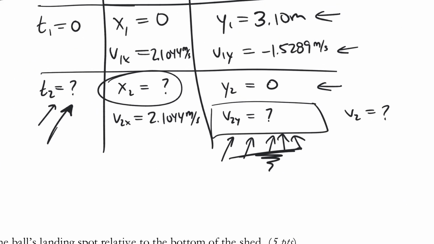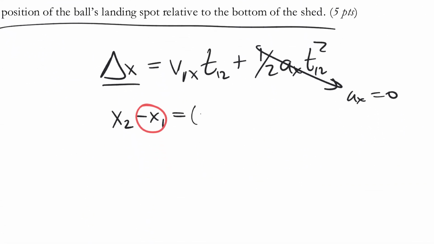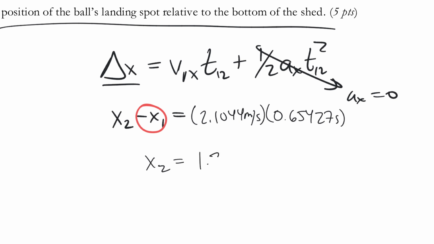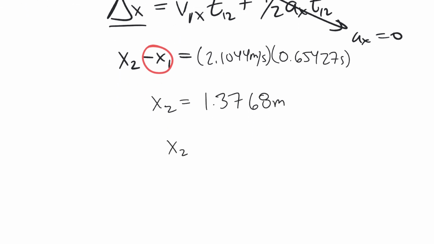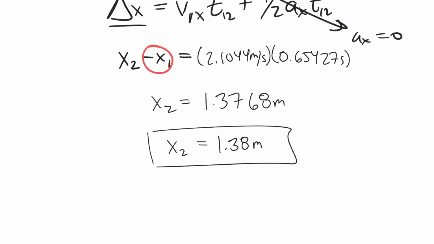Okay, equals v1 in the x. What's v1 in the x? 2.1044 meters per second times that time, which is 0.65427 seconds. So x2 equals whatever that is. So it lands 1.3768 meters away from the bottom of the shed, which seems totally reasonable. It's not really going all that fast. So 1.38 meters. Boom. Got him.